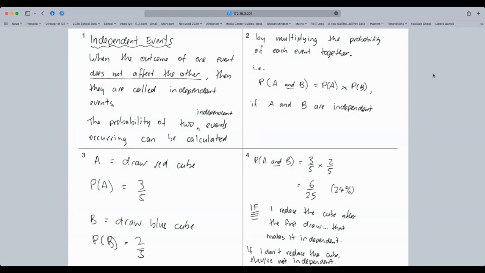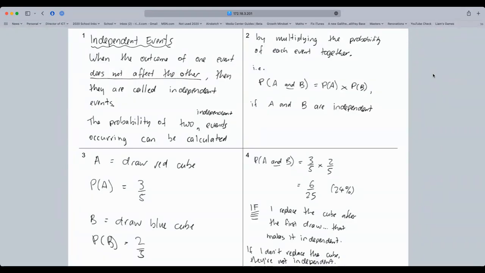The first event was pulling a cube out of 5. The second event was pulling a cube out of 4. So we actually changed the parameters of the event. Because instead of going 3/5 times 2/5, we were going 3/5 times 2/4. So we forced it to be dependent, if you like.